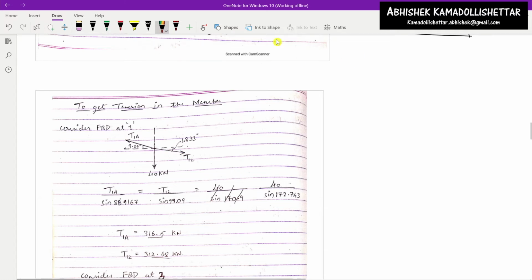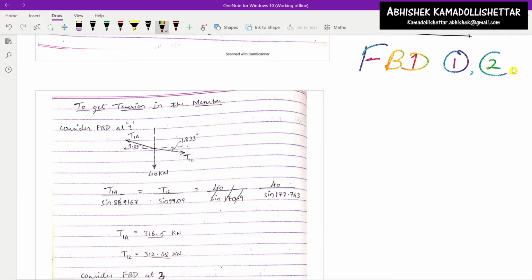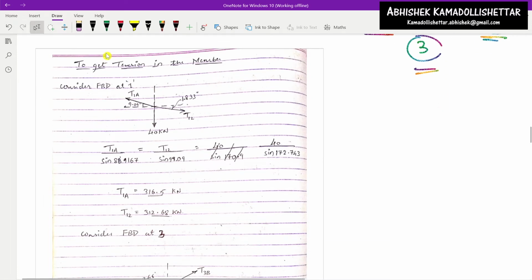Let us draw the free body diagrams at location 1, at location 2, location 3. Okay, so there we can apply what is known as Lamy's theorem. So what we are going to find now is the tension in the members. So consider the free body diagram at 1. This is at the location 1, the free body diagram is considered. So now everything you have, now you have this value.